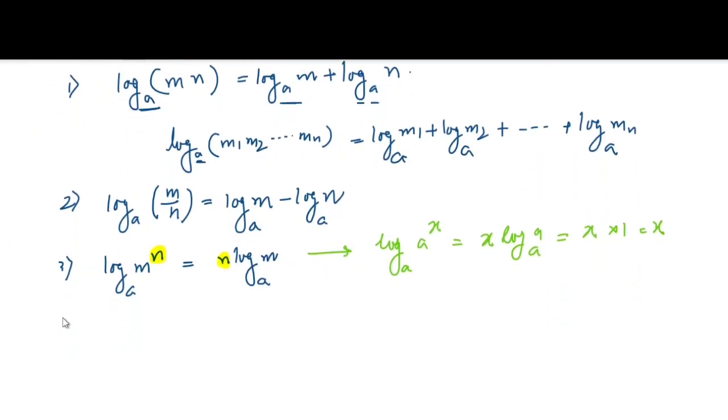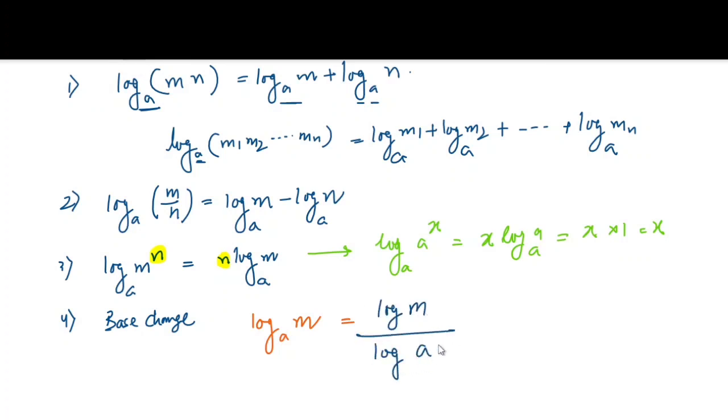Now next, number 4, this is also an advanced formula: the base changing formula. For how we change the base, you can imagine one value, log a base m, suppose. Now this can be written as log m divided by log a. Here the base is a, so I write the value a here; the base value is m, so here also I wrote the value m. Now this one does not have any base, but we have to choose the base according to our convenience.